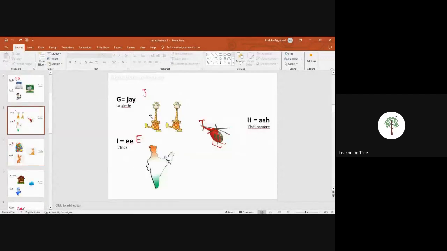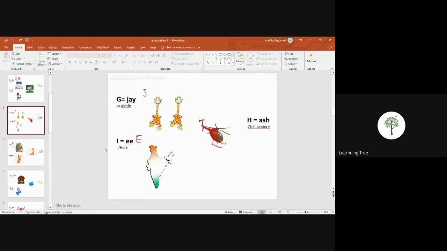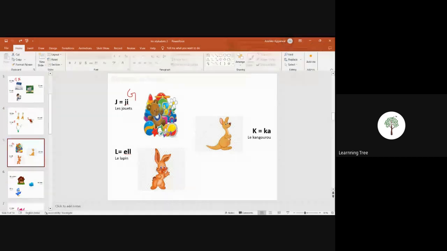So G and J are opposite of each other. In French, I pronounce G as J, and J as G. Like it's opposite. K is K, L is normal L. So G, K, L. Okay.